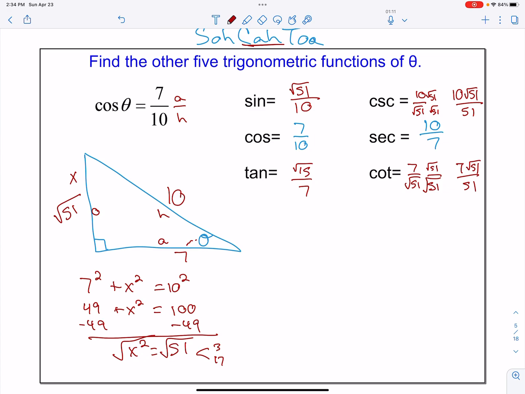Tomorrow, on Tuesday, we're going to do some more advanced stuff on when we're trying to find angles, and we're given the sides of the triangle, but we don't have the angles, okay? Make sure you have your calculators for that on Tuesday. You won't be able to do it without a calculator.